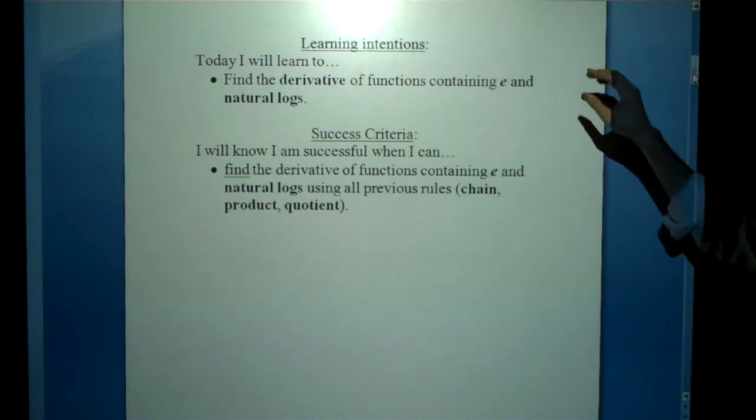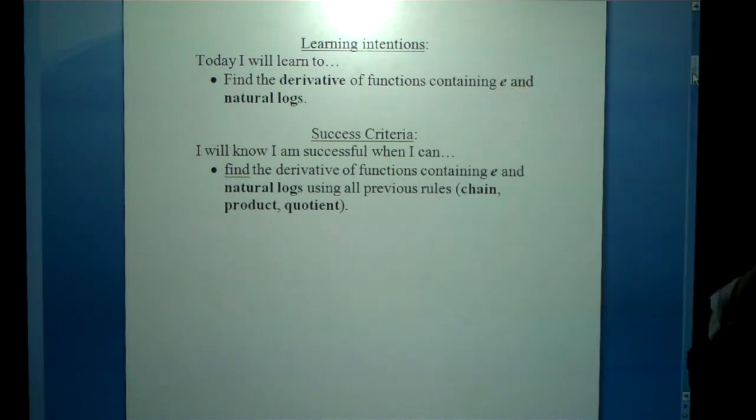Today we're going to talk about good old e and natural logs. It's been a long time since you dealt with e and natural logs, over a year for most of you. You learned this first semester of pre-calc. So we might do a little review with the properties of natural logs, and then eventually we're going to talk about how to do the derivative of functions containing e and natural log.